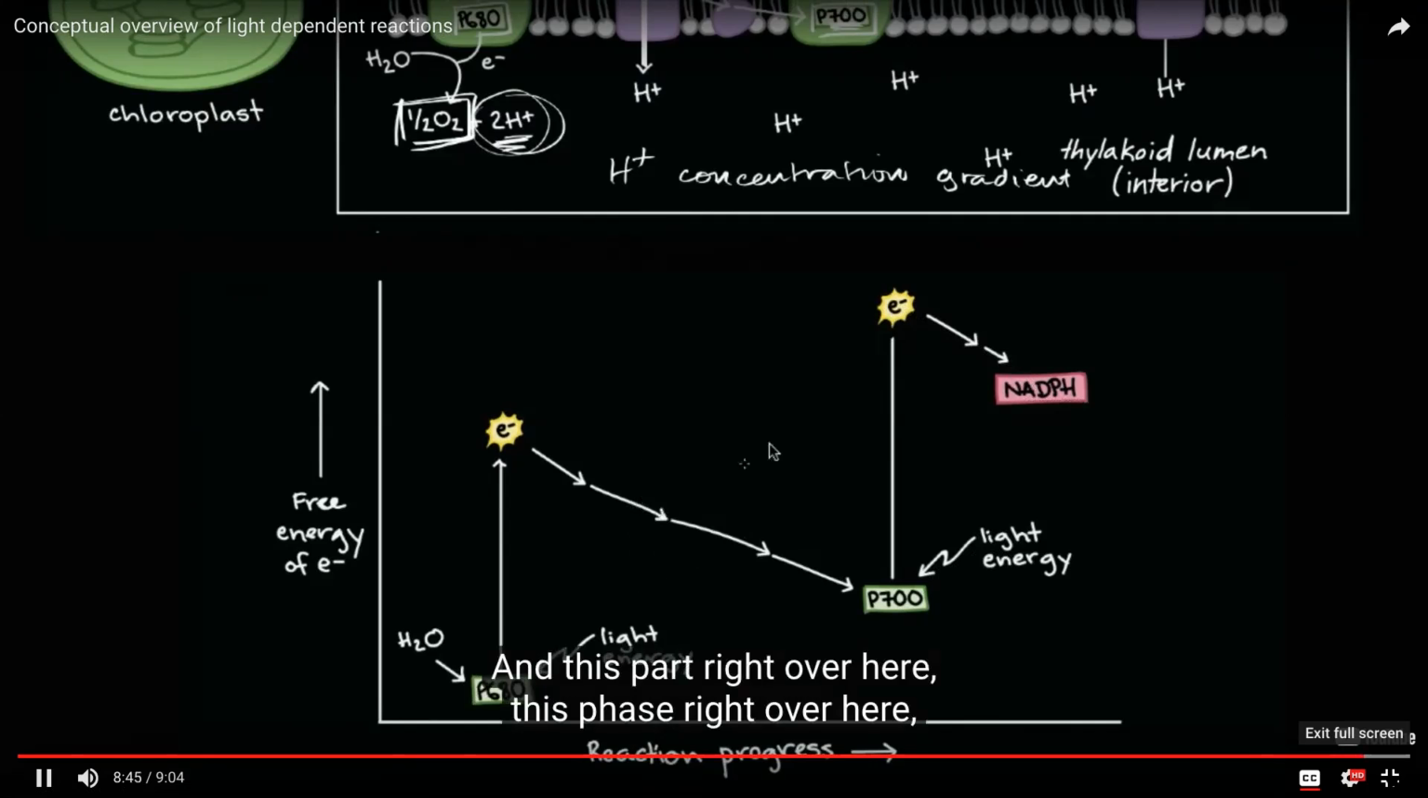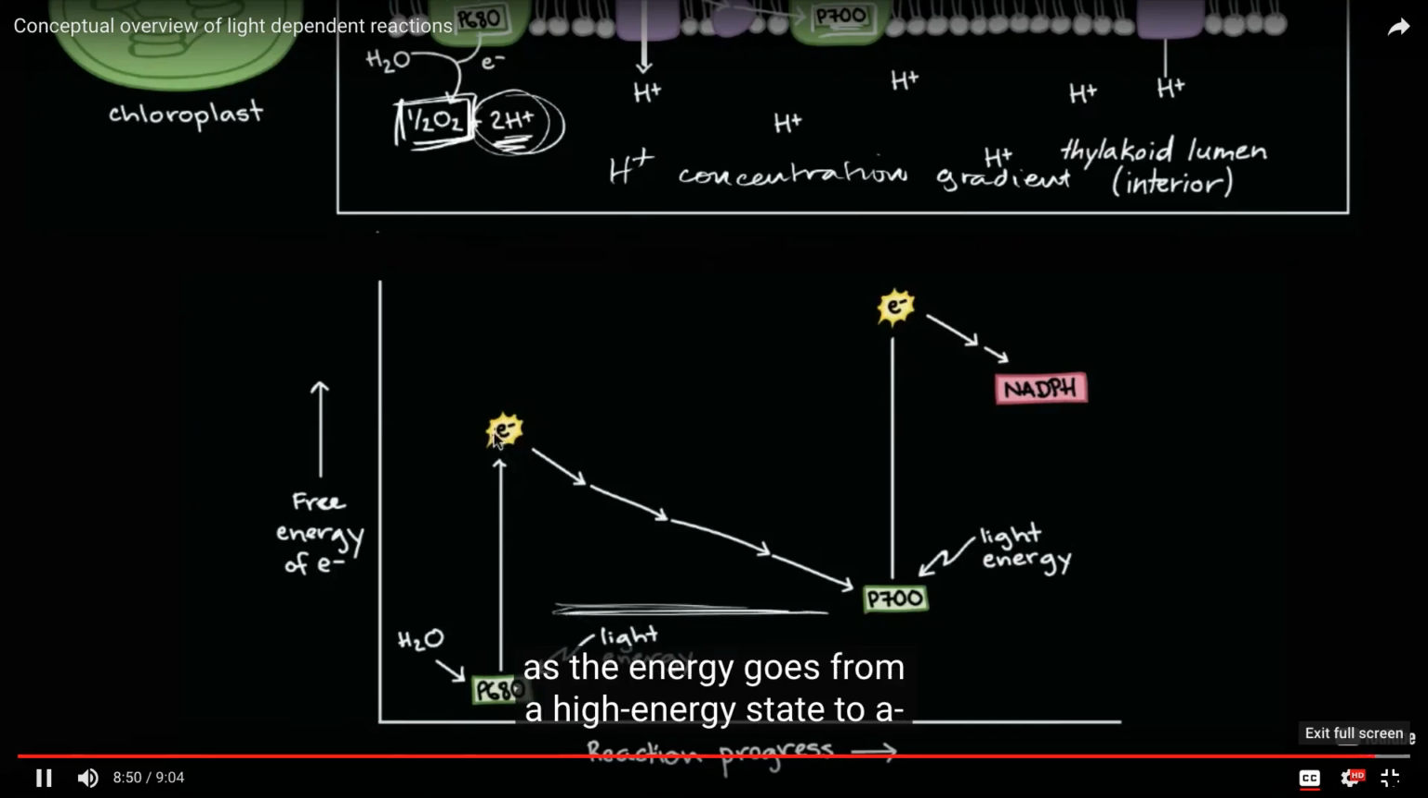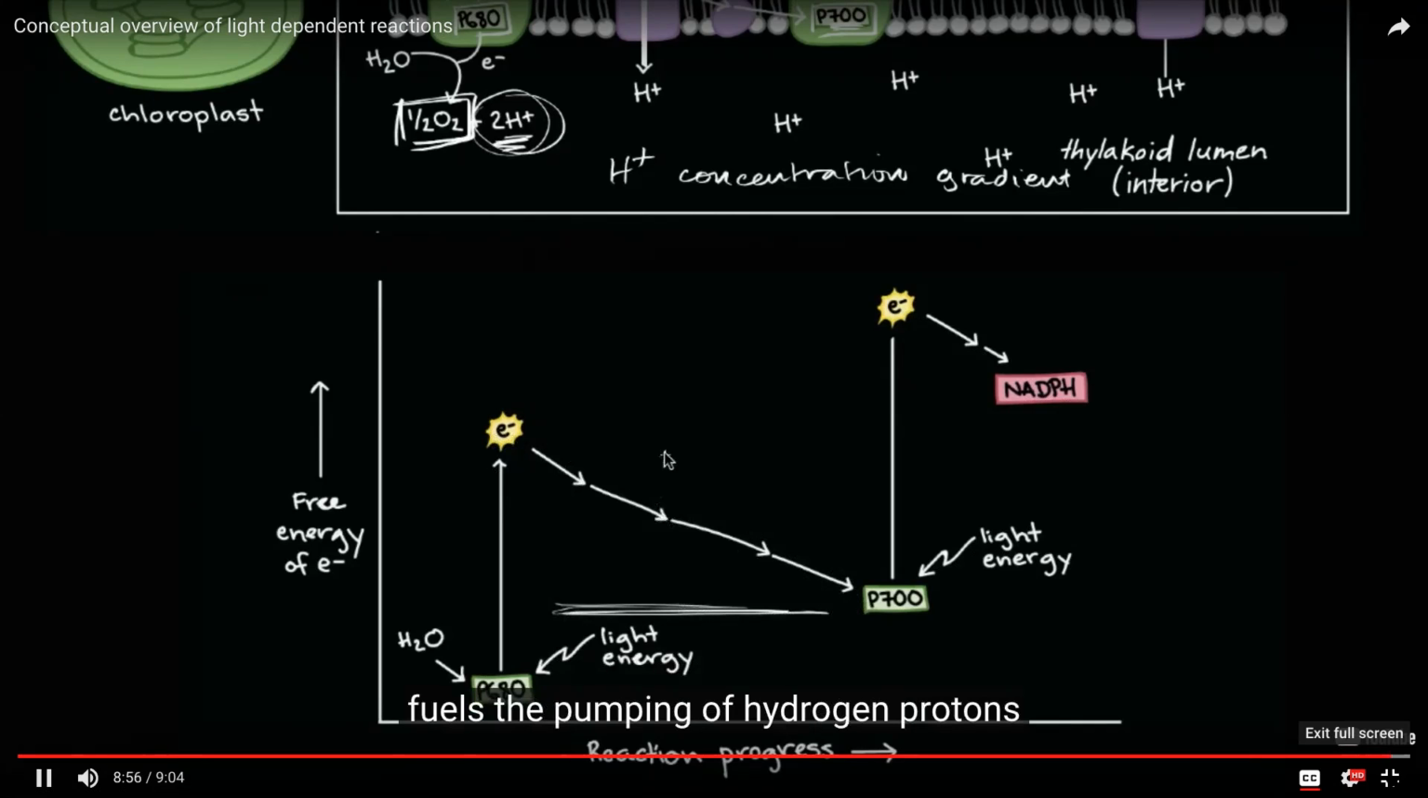And this phase right over here, as the electron goes from a high energy state to a lower energy state, fuels the pumping of hydrogen protons into the actual thylakoid.